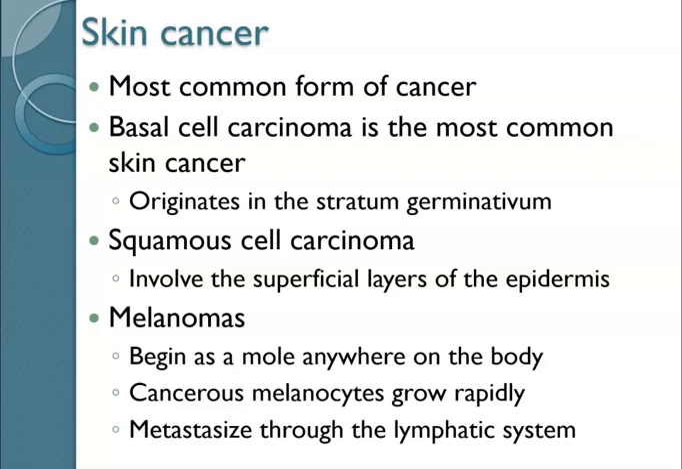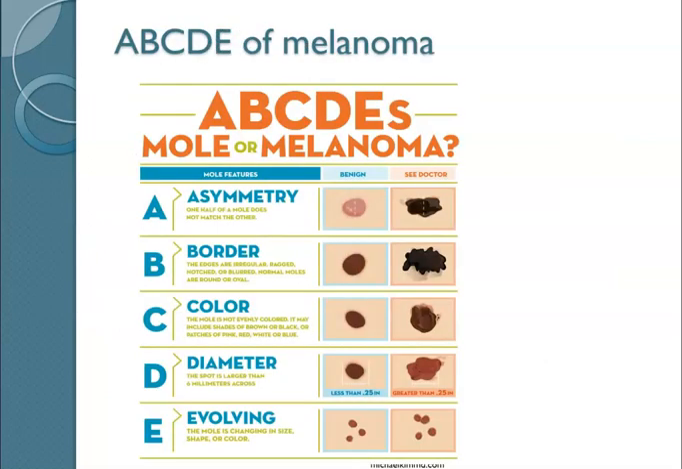It can be cured. In terms of melanomas, we usually have an ABCDE of melanomas. We look at the asymmetry of the melanoma. Is it equal on both sides? Then border, we look at if it's smooth or irregular. Then color, is there any discoloration, or is it uniform? Diameter, how big is it?